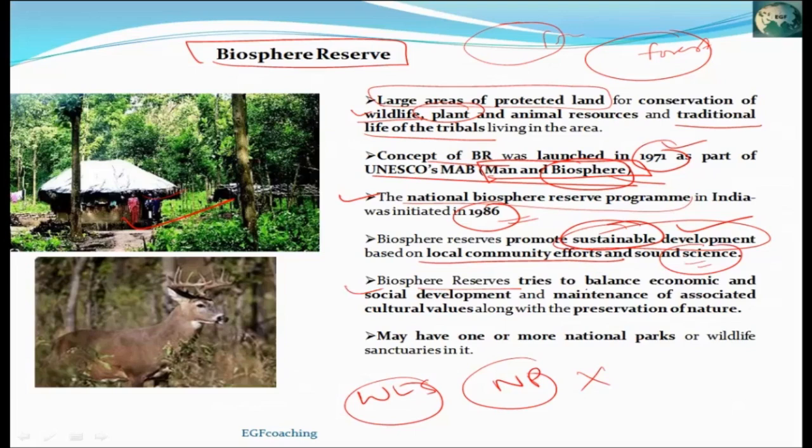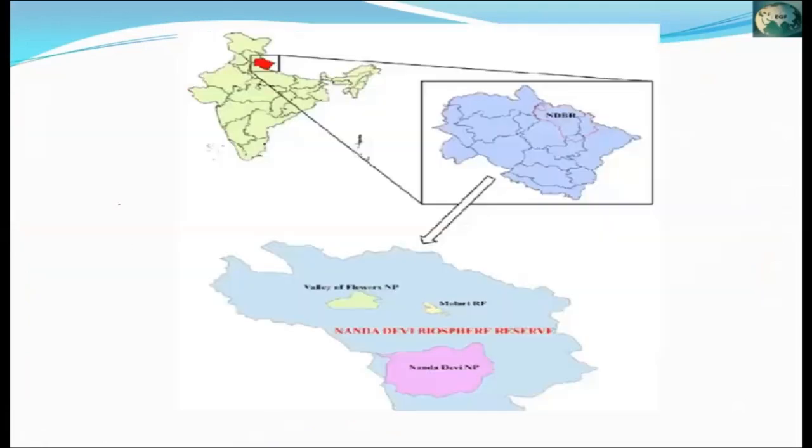Mainly, Biosphere Reserve tries to balance economic and social development with preservation of nature. So nature has to be protected as well as social development has to be done and the economy has to be grown. Biosphere Reserve can also include national parks or wildlife sanctuaries because biosphere reserves are large areas. For example, this is Nanda Devi Biosphere Reserve in Uttarakhand. This Nanda Devi Biosphere Reserve is spread in 3 districts. This is first district, this is second, and this is third district. There are 2 national parks inside this Nanda Devi Biosphere Reserve. These are Nanda Devi National Park and Valley of Flowers National Park. So biosphere reserves are large areas and national park can be part of biosphere reserve.